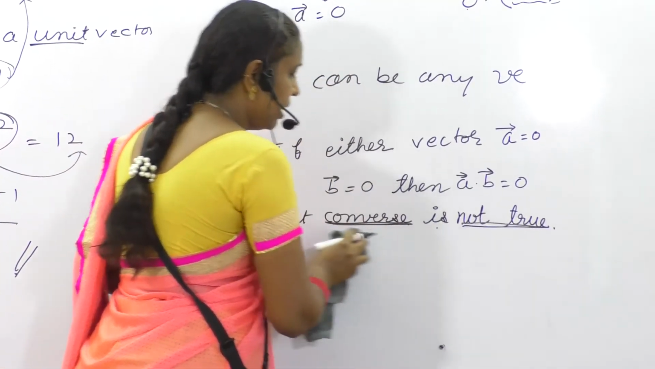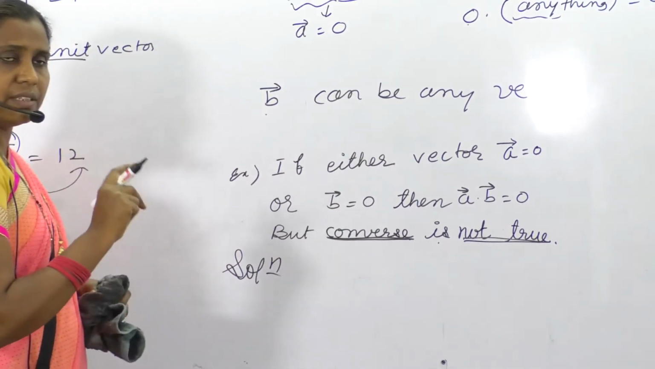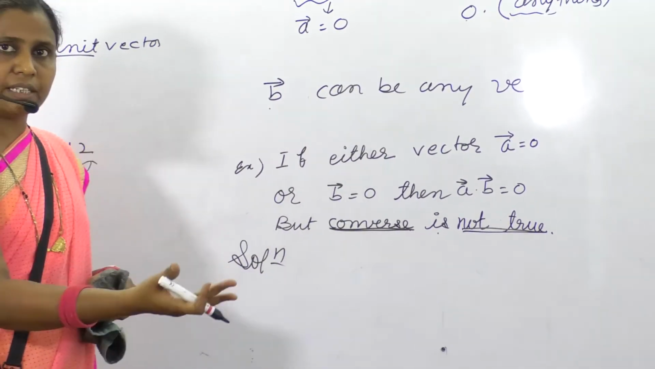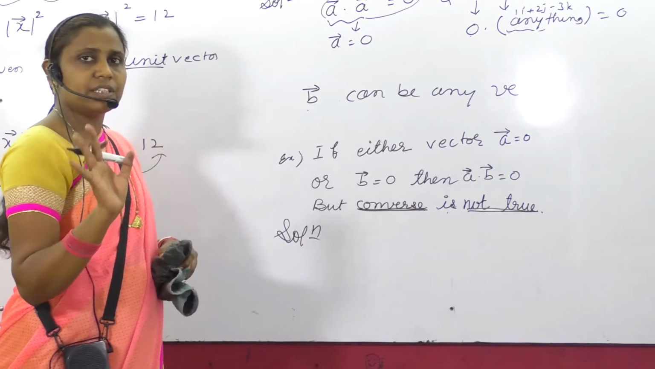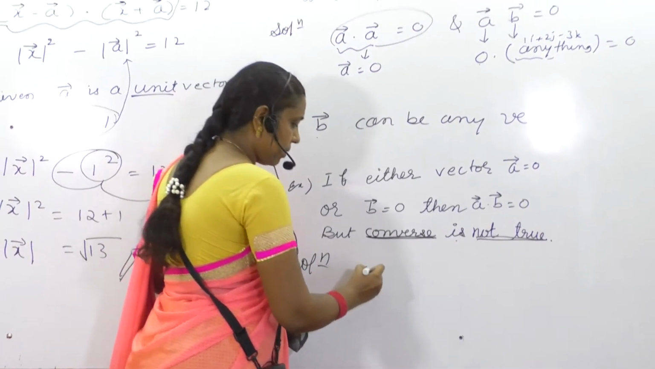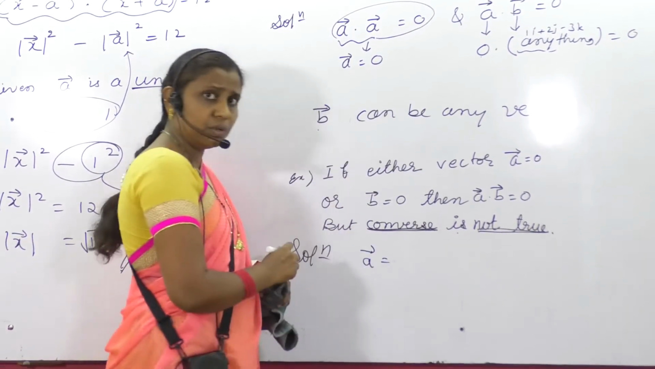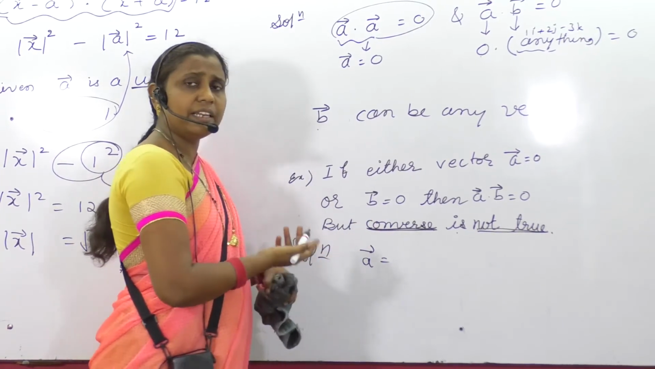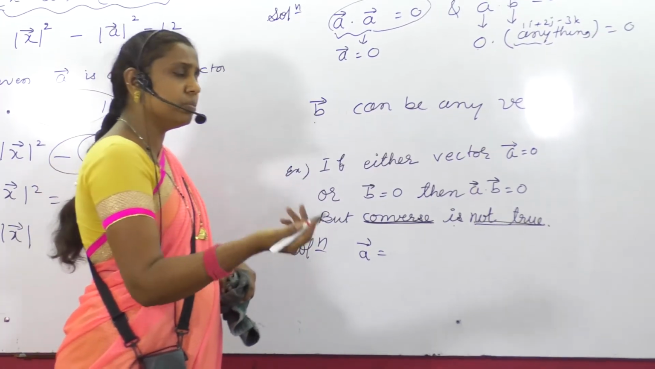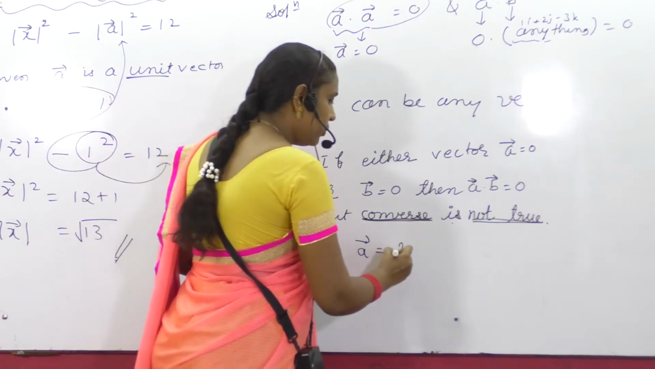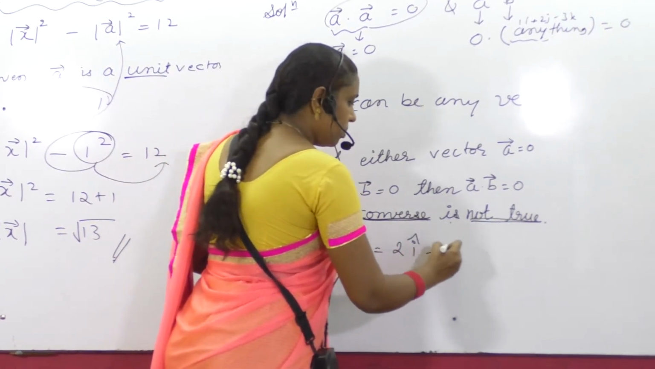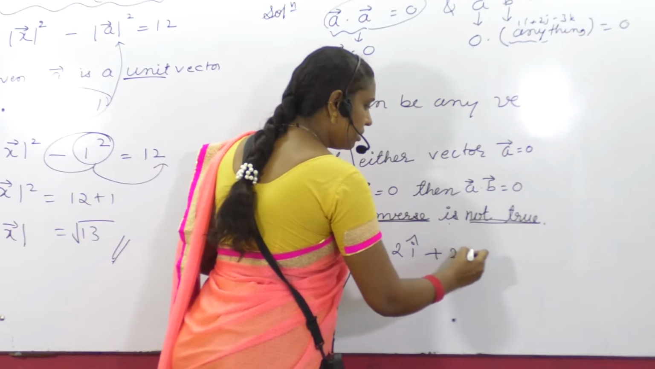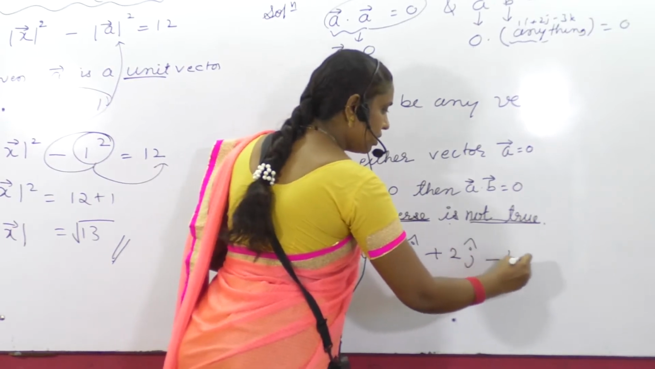Converse is not true means, let me give you two such vectors which are not 0 vectors, but the dot product will be 0. For example, A is equal to, you can construct any kind of vector, the result should be 0, the dot product result. 2i plus 2j minus 4k.